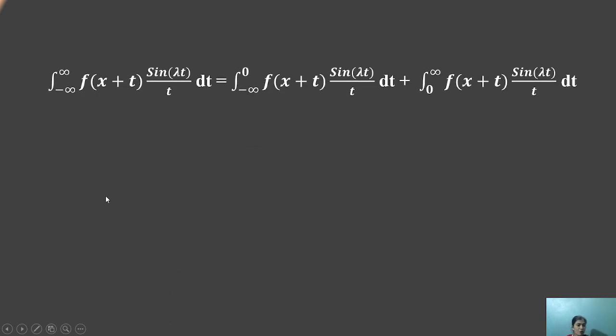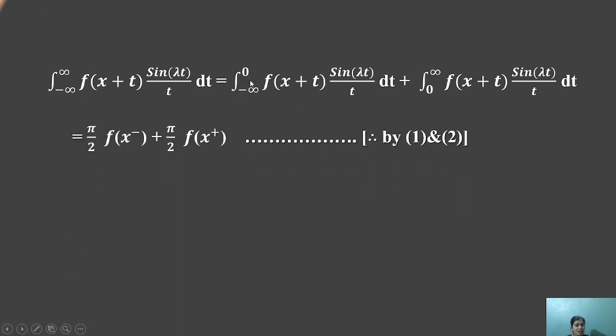Now we have both equations. The integral from minus infinity to infinity of f(x+t) sin(λt)/t dt equals, separating this equation, the limit from minus infinity to 0 plus the limit from 0 to infinity. Both are the same integrand, but separated with different upper and lower limits. So we get the integral from minus infinity to 0 of f(x+t) sin(λt)/t dt plus the integral from 0 to infinity of the same. Solving, the first form is −π/2 f(x−) and the other is +π/2 f(x+), by the first and second equations.